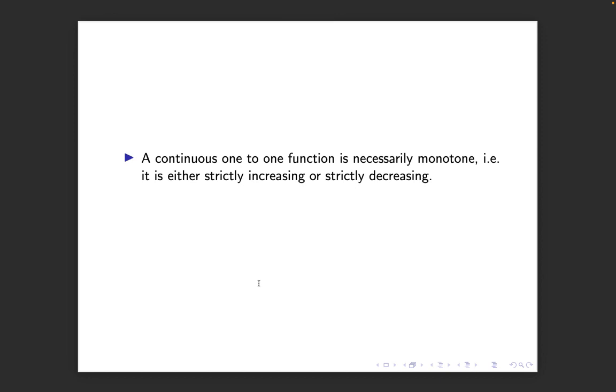Our next observation is that a continuous function which is one-to-one has to be monotone. In other words, it has to be either strictly increasing or strictly decreasing. The reason is that if the function is not monotone, then it should have a local maximum or a local minimum at a point, and around that point a function cannot be one-to-one. So a continuous one-to-one function is necessarily monotone.